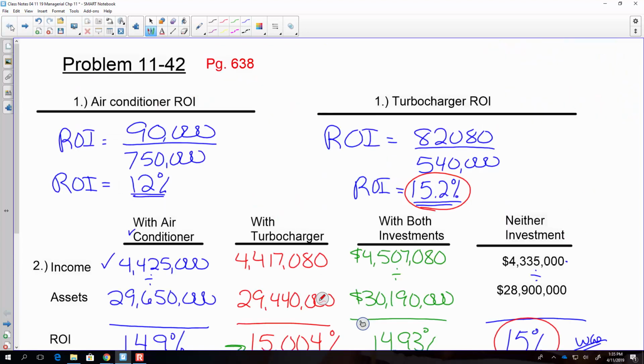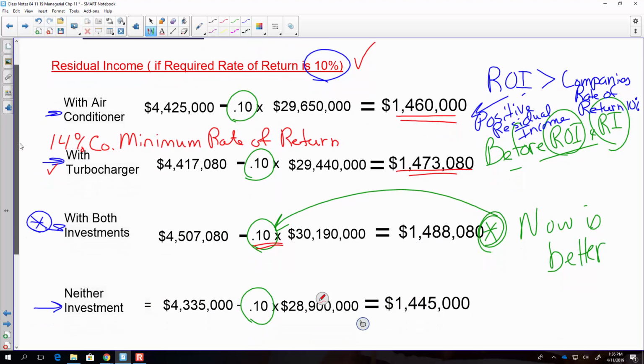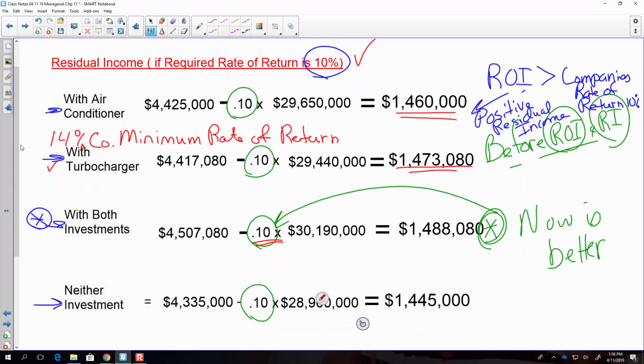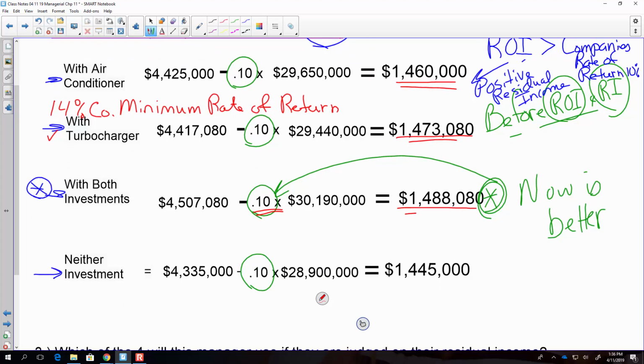As you can see, with a 10% minimum, obviously the 12 from the air conditioner is greater than the 10, and obviously the 15.2 is greater than the 10. So that, again, proves out that they would both provide additional income for the company if both projects were taken on. So that's why here you can see that the 1.488 million is the largest residual income amount. So that's why it's best here.